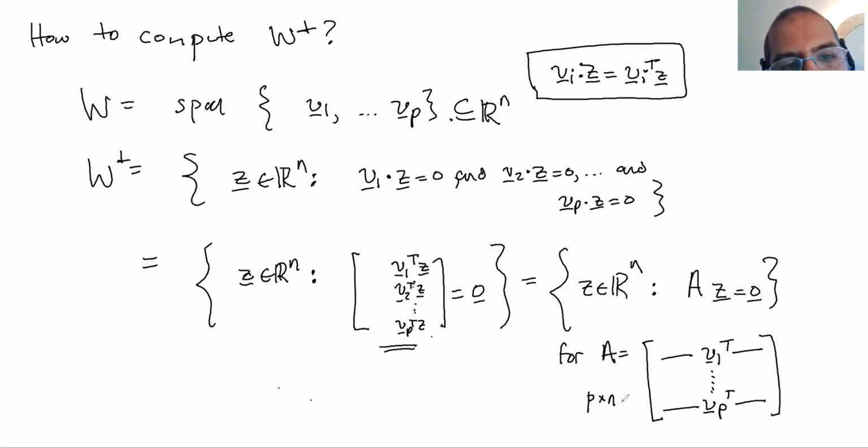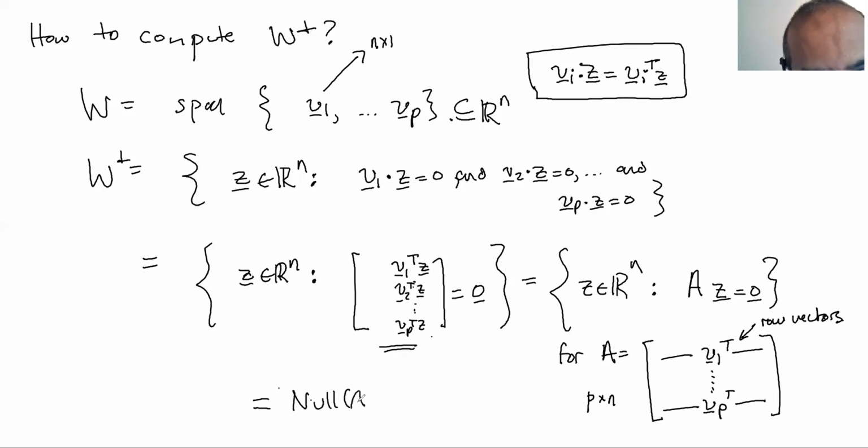And I've done something funny here. Vectors are column vectors, so these are n by 1 arrays. Now by taking transpose, I've turned them into row vectors. But now this is in a form I'm used to. This is the null space of A. So computing an orthogonal complement is actually the same as computing a null space.